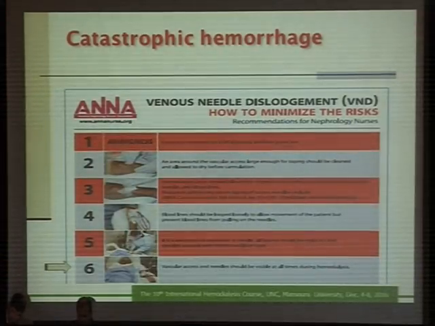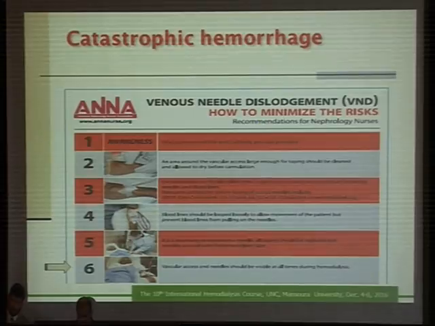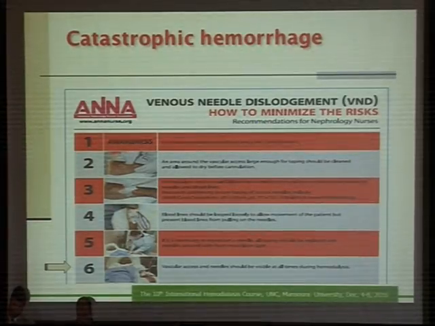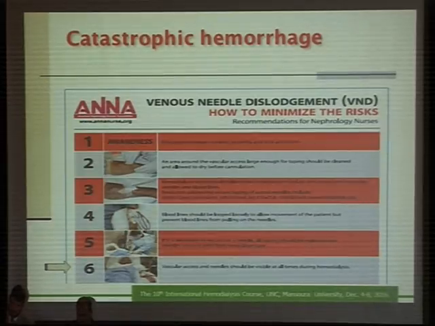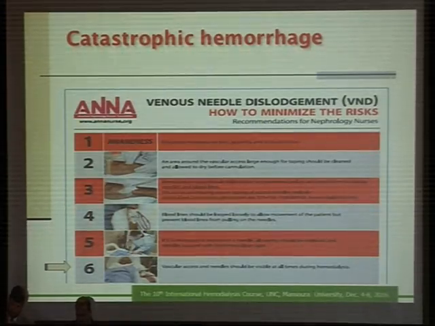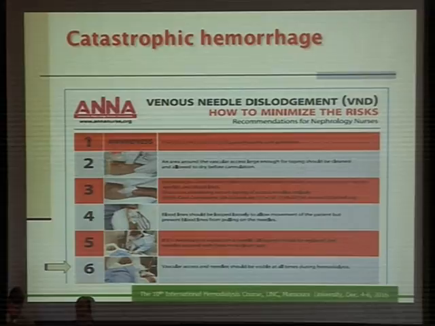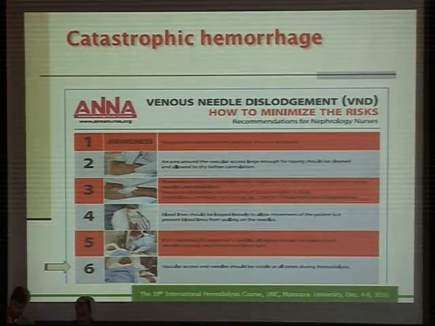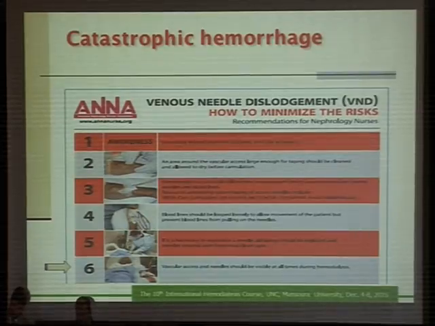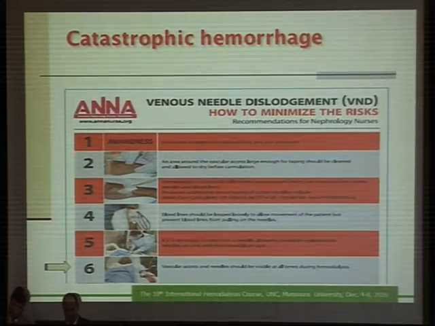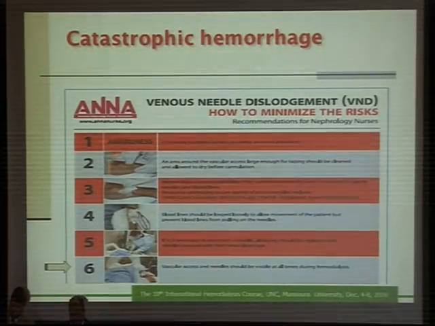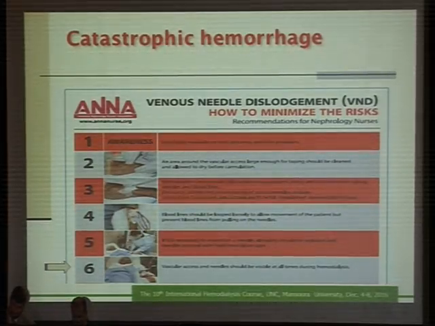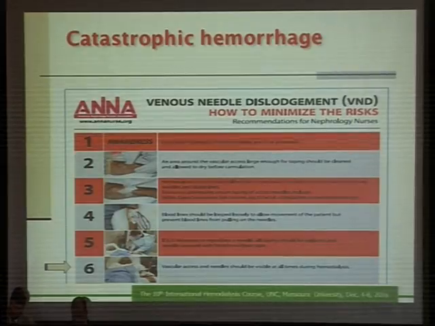There are some guidelines that were stated by this work group to avoid the needle dislodgement. First of all, awareness, either by education of the patient and staff and using educational materials, etc. Number two, the area around the vascular access should be large enough for taping and should be cleaned and allowed to dry before cannulation.